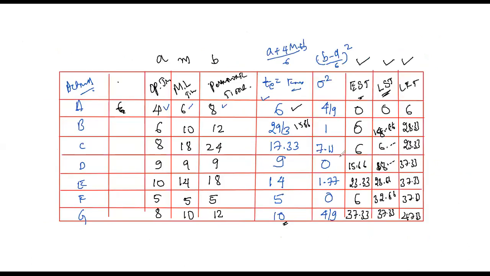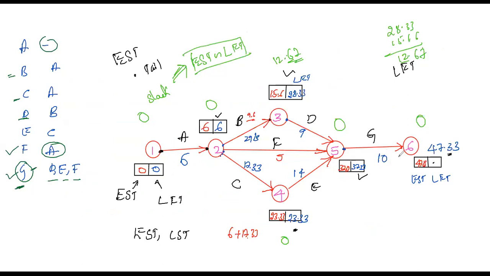Critical path means the path which will give you the maximum value. I have already calculated this: 14 is the maximum, 17 is the maximum, so you will get the critical path from these values. That is 1 to 2, 2 to 4, 4 to 5 and 5 to 6. 6 plus 17 plus 14 plus 10. 10 plus 14 you will get 24. 24 plus 6 is 30. 30 plus 17.33 is 47.33. So this will be the critical path.